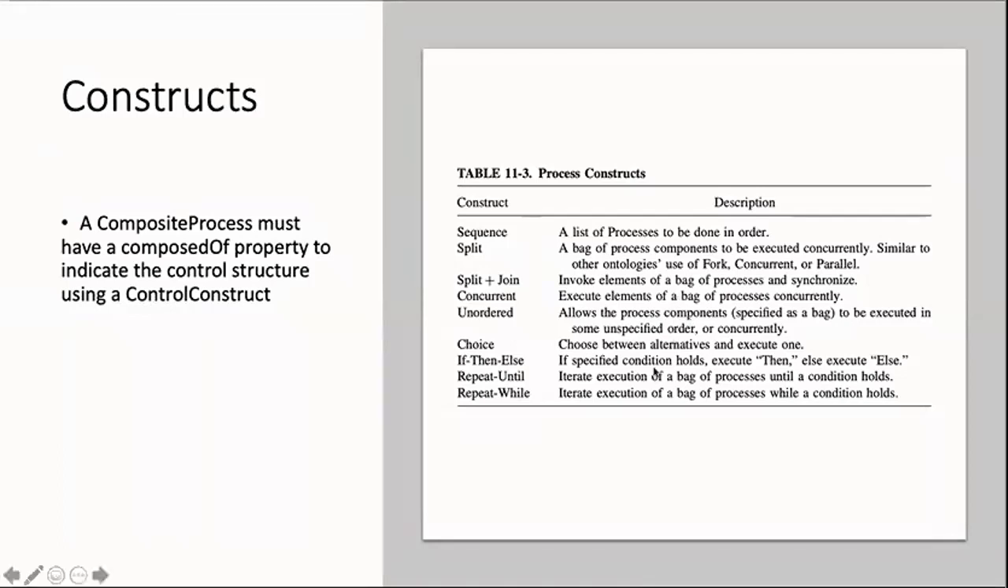Okay, you can see in this table the process constructs. That is, sequence, a list of processes to be done in order; split, similar to concurrent, parallel; split plus join; concurrent, ordered; choice between alternatives; if-then-else; repeat until. Okay, these are a few control constructs.